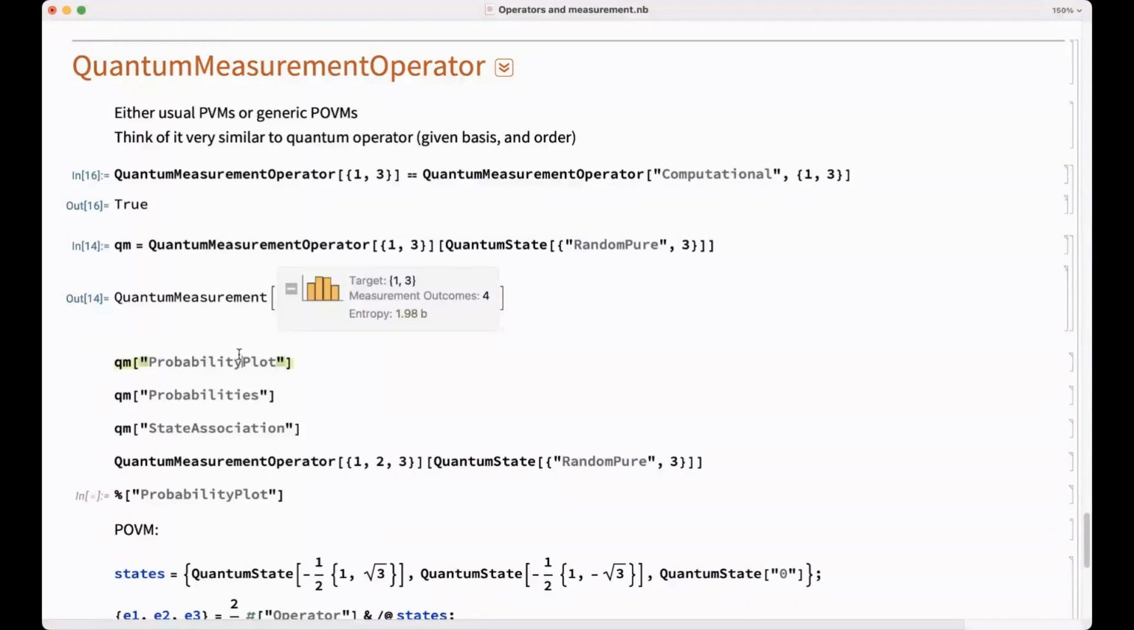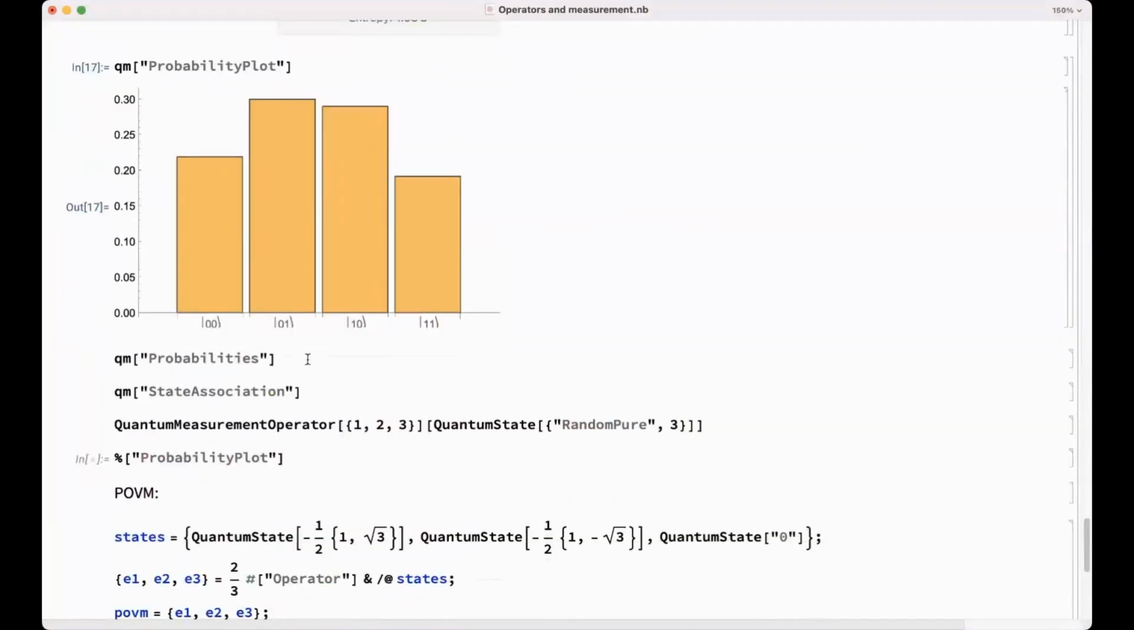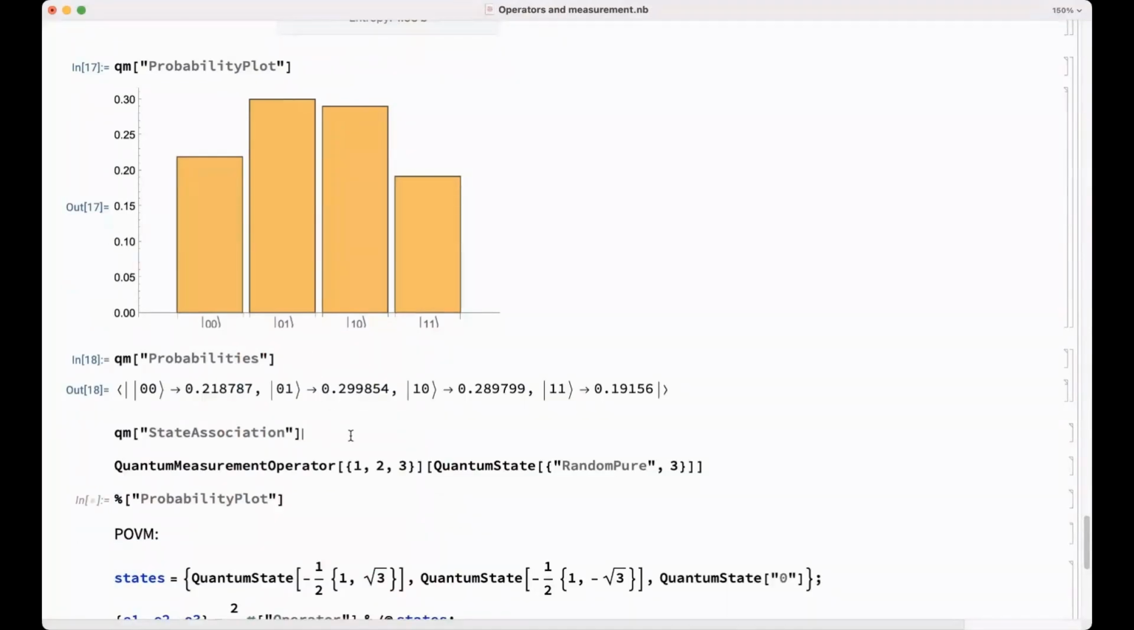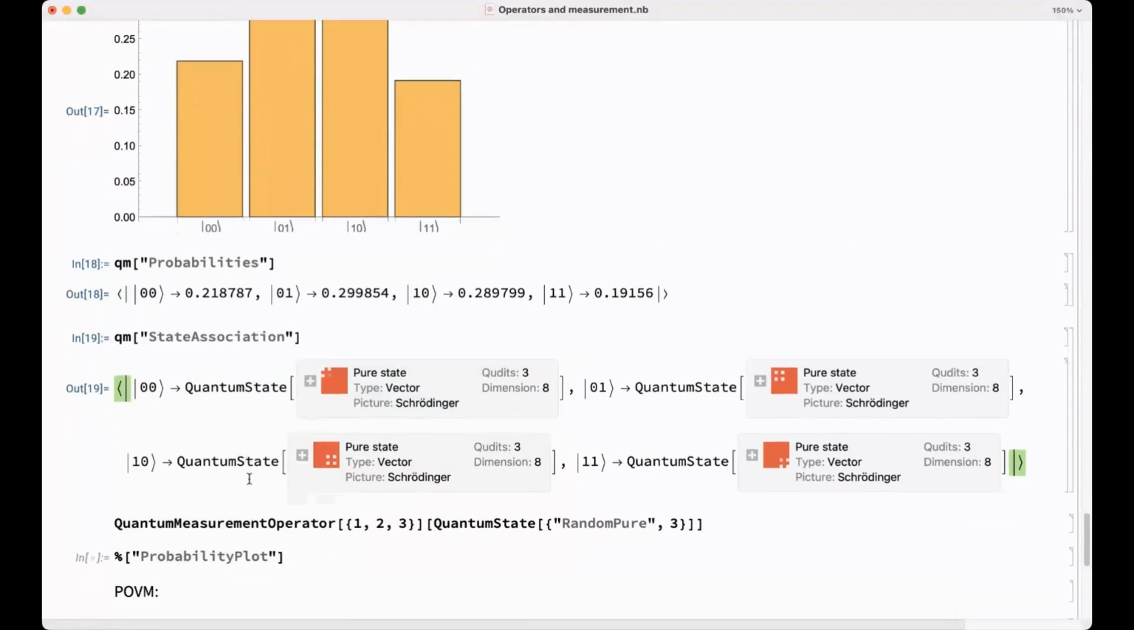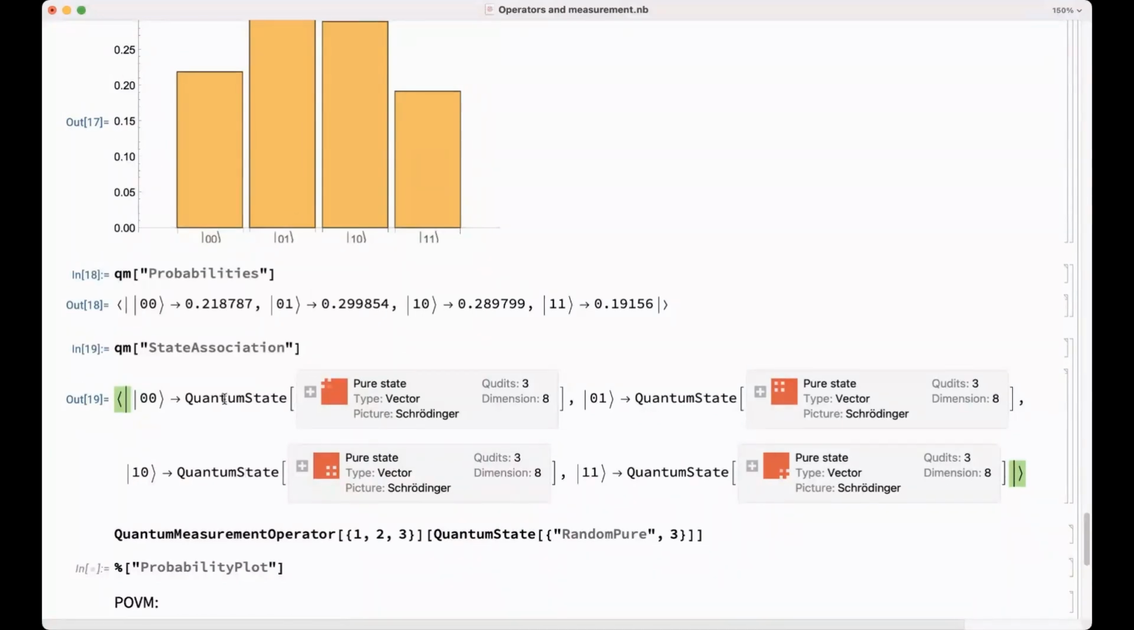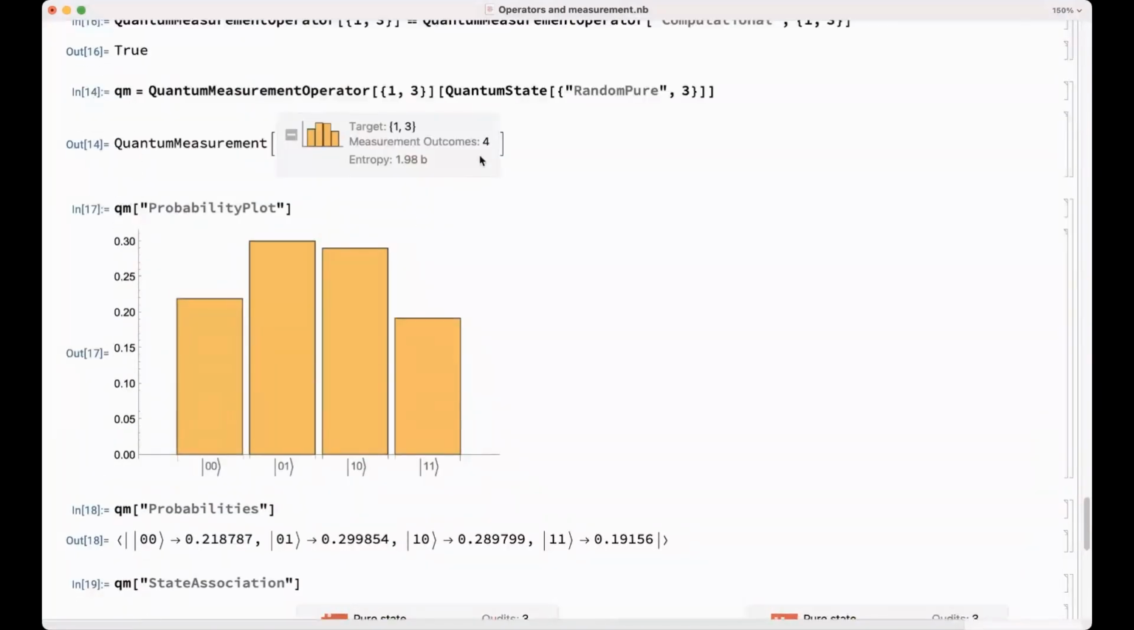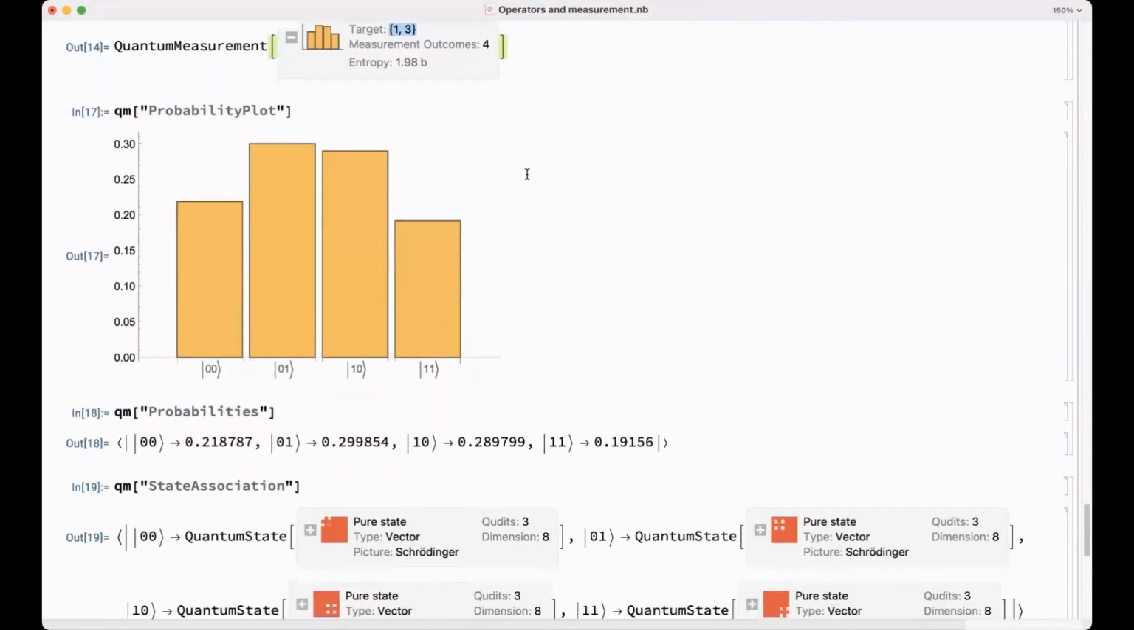For example, the corresponding probability plot, the probabilities as an association, and then you can also ask for the corresponding states, which you may call post-measurement results. After the measurement, what is the corresponding state, and what's happening there. Remember, your original state was the state of 3 qubits, and we were measuring only 2 of them, number 1 and number 3. Now let's measure all of them.